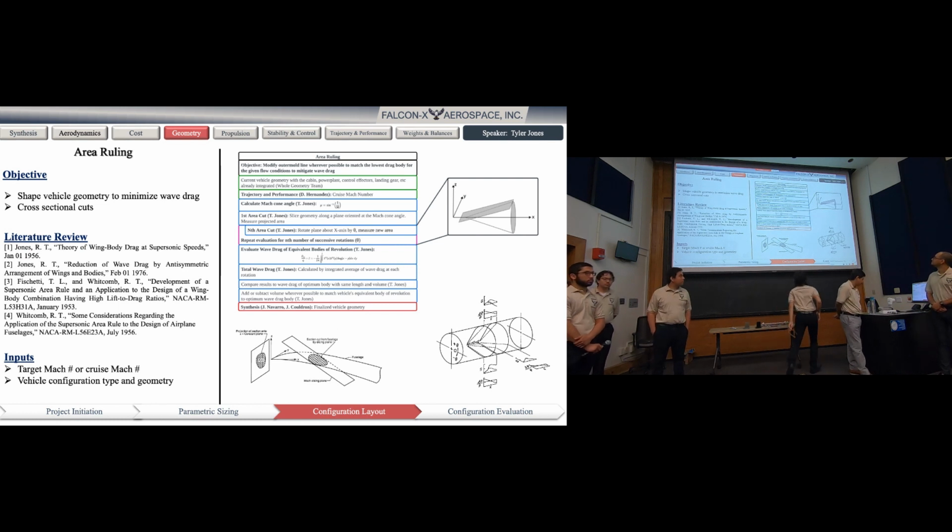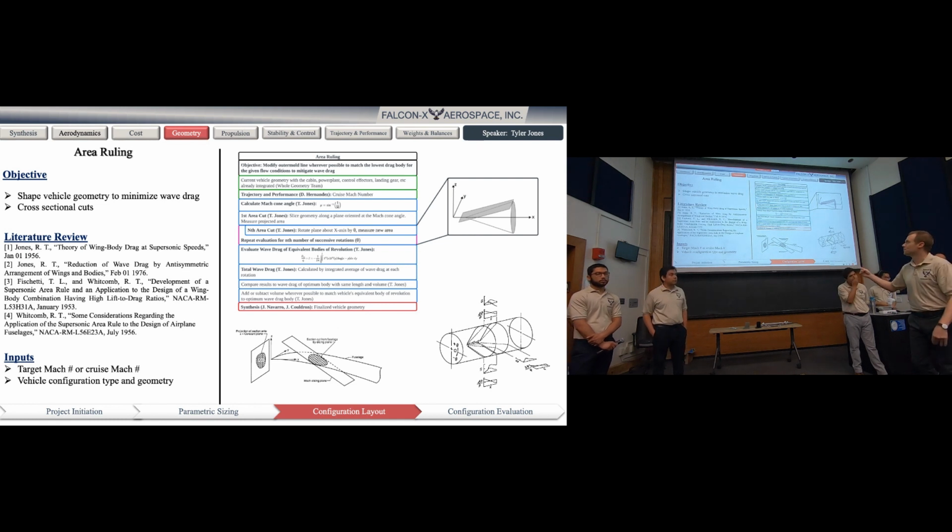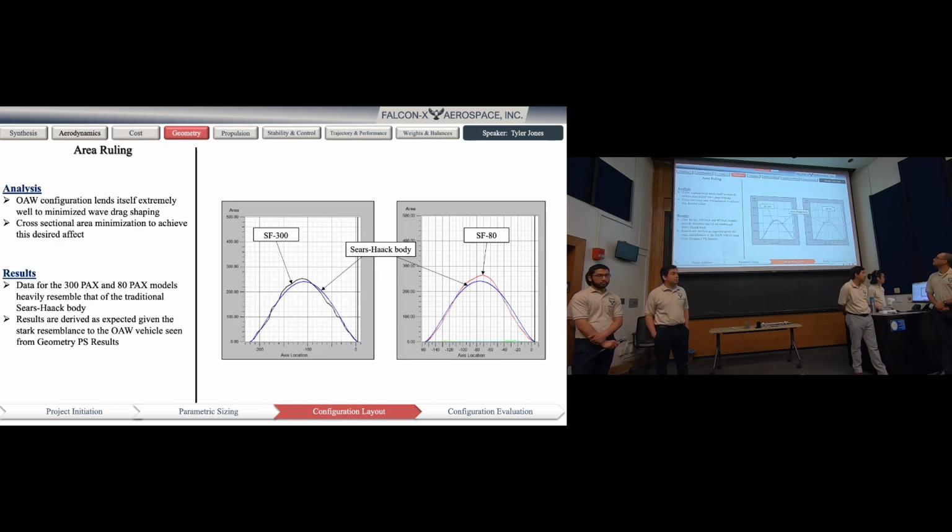Okay, so area ruling is a process in which you're attempting to minimize the wave drag the vehicle creates for itself as it travels through flows supersonically. To do that, you evaluate the cross-sectional area of the vehicle to match the volume distribution to the known shapes for the ideal volume distribution in supersonic flow. So what we find with this configuration, if you can go to the next slide, this is the process, but the results here show us that this configuration type lends itself extremely well to area ruling for minimizing wave drag.